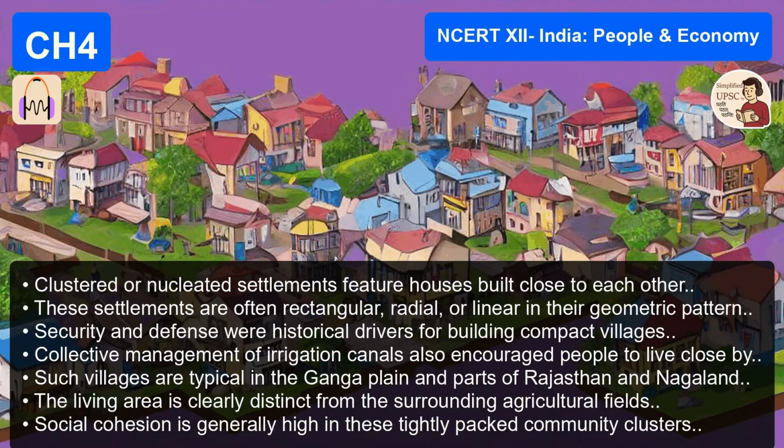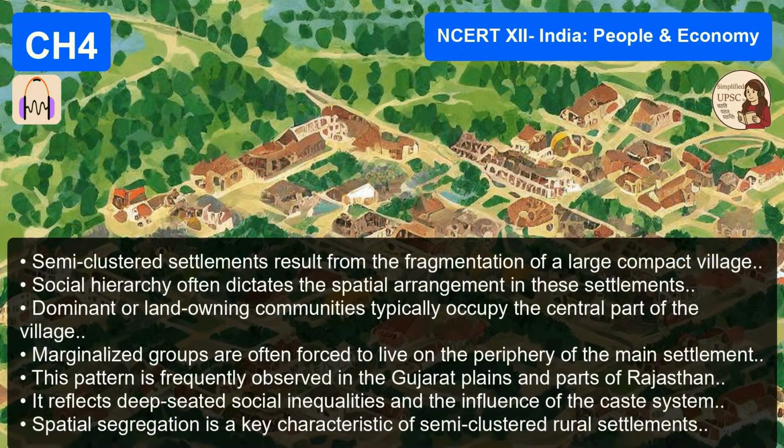Let's start with number 1, clustered. Also known as agglomerated or nucleated. Just picture a classic North Indian village. Okay, give me the visual. It's a compact, closely built-up area of houses.